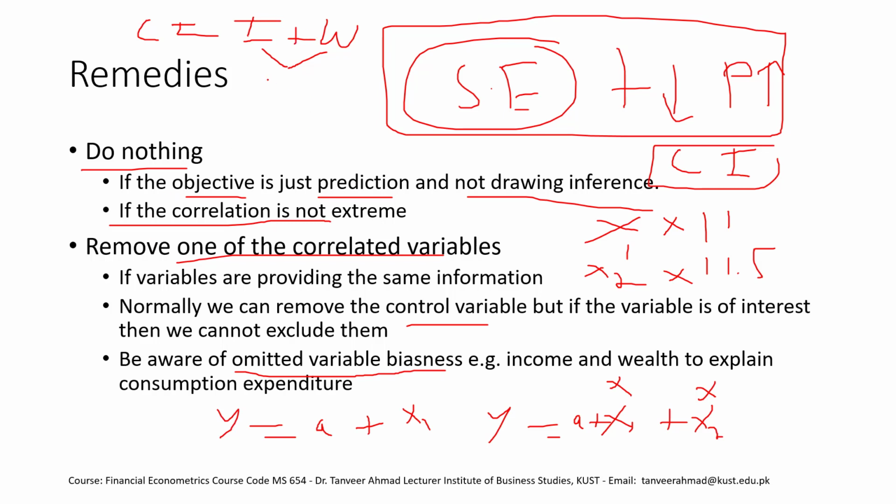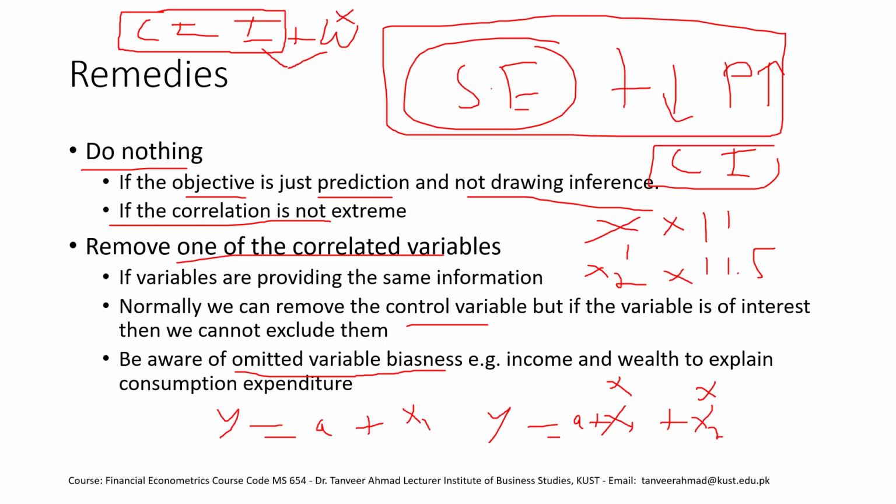So what remedy should we follow? Let's say we are going to remove wealth from this equation, but the issue is that theory says consumption depends on income as well as wealth. So if we drop wealth, then we are committing omitted variable bias, and this effect would turn into the error term, and that might generate another issue.